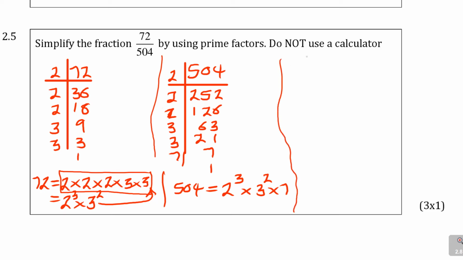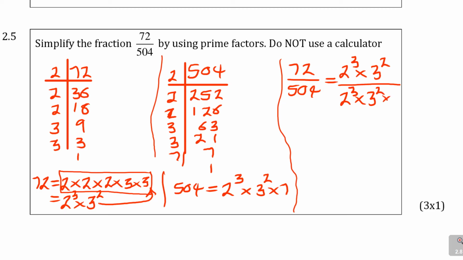Now, pay attention. They said 72 over 504, simplify this fraction by using prime factors. So where there is 72, it's 2 to the power of 3 times 3 to the power of 2. Over, and for 504 you say 2 to the power of 3 times 3 to the power of 2 times 7. Equal to, then you are allowed to say that the 2 to the power of 3 at the top will cancel the one at the bottom, and the 3 to the power of 2 as well. So what is left is 1.